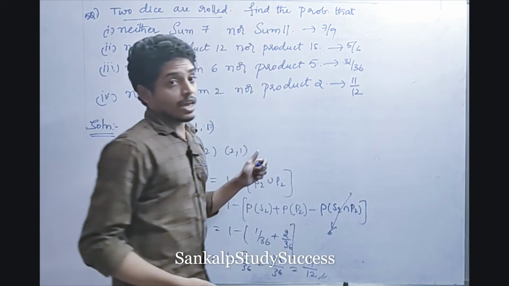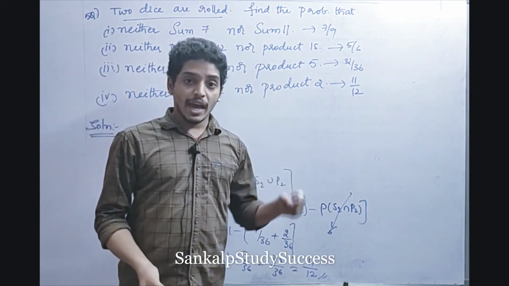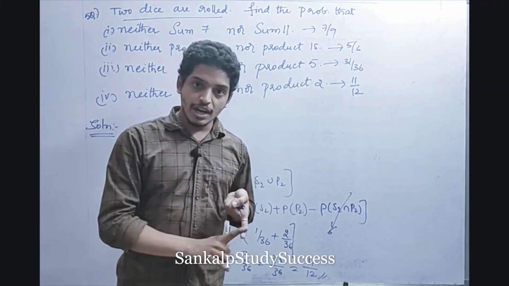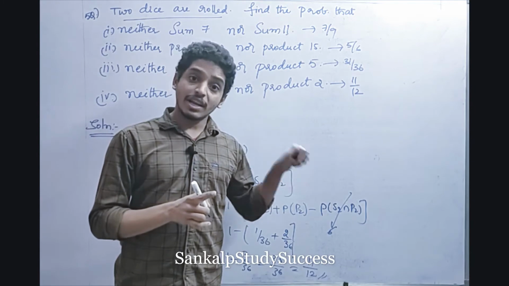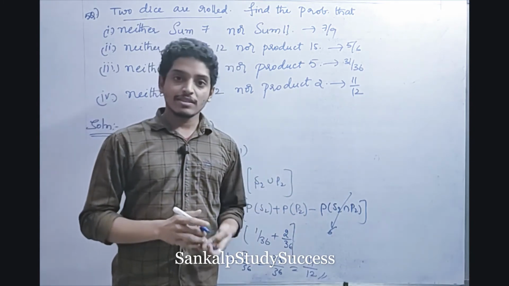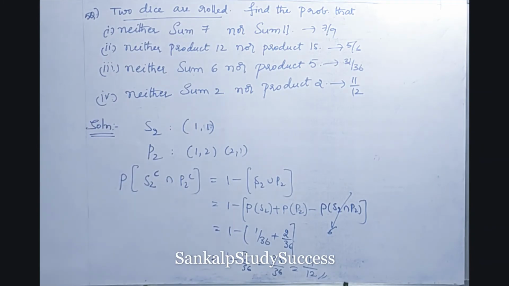So in this way, when we apply the addition theorem, we have to check whether the events are disjoint, whether the events are mutually exclusive, whether the events are dependent or independent. Then only we have to perform these operations. Fine. Hope you understand. This is a very logical question.